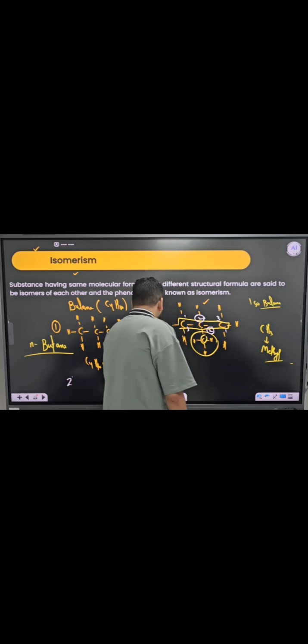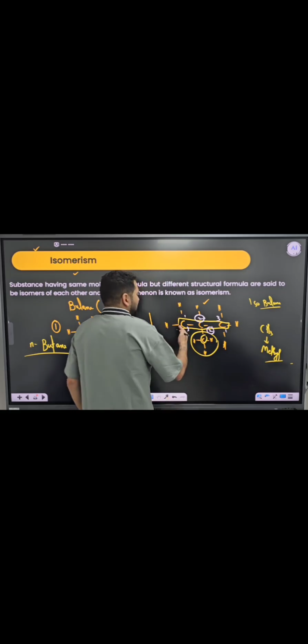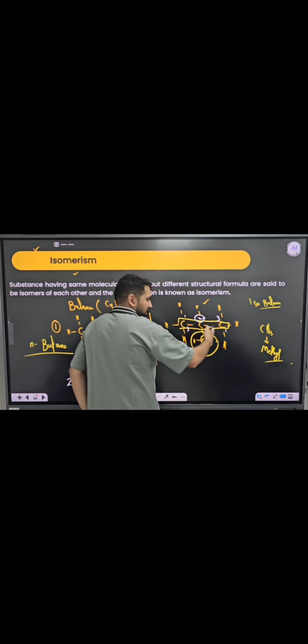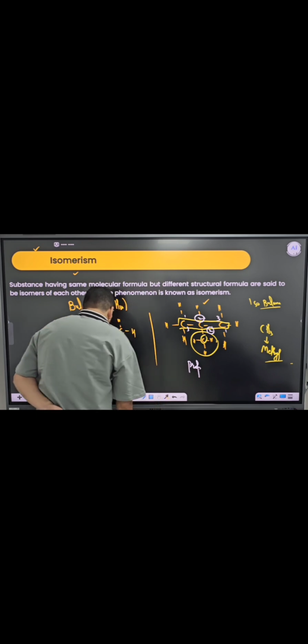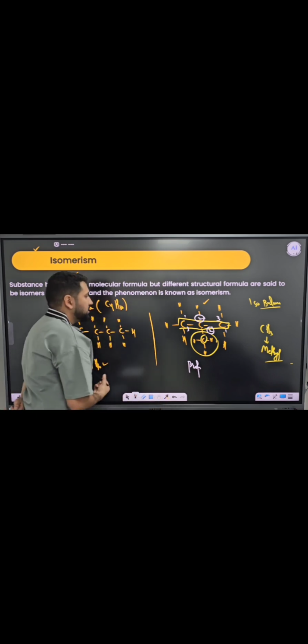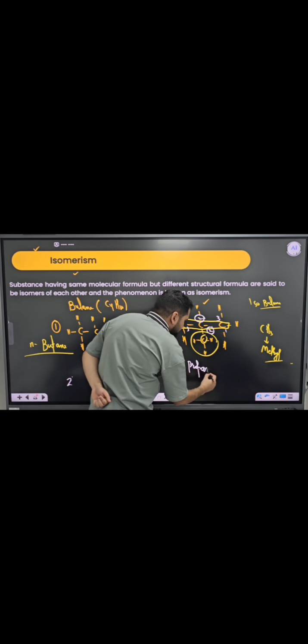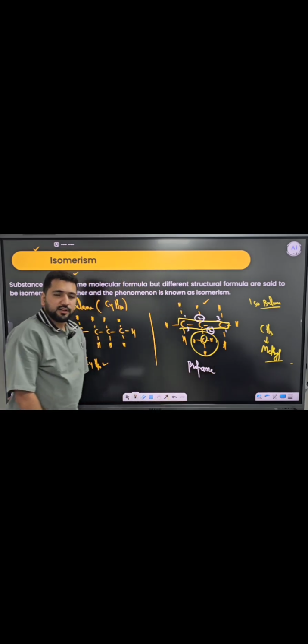So very simple. Clear? How many carbons are in the main chain? 3 carbons. 3 carbons are in the main chain. 3 carbon means prop. Right guys? This is called prop. And that's a single bond everywhere. We call this propane, right?